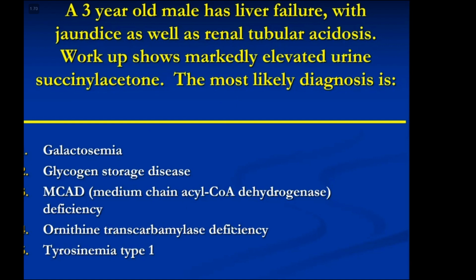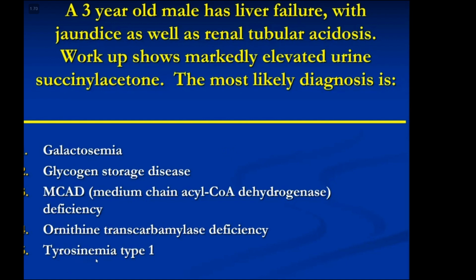Ornithine transcarbamylase deficiency. This is a urea cycle disorder. Urea cycle disorders usually present with hyperammonemia, but actually for those of you going into GI, they can occasionally present with liver failure, but they have abnormal amino acids. They do not have this urine succinyl acetone, and usually males will present with hyperammonemia, which will be the dominant feature. So it is sort of related, but not really.